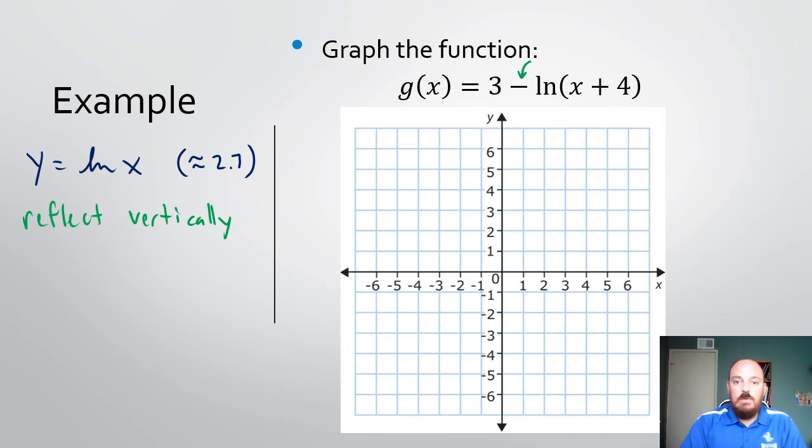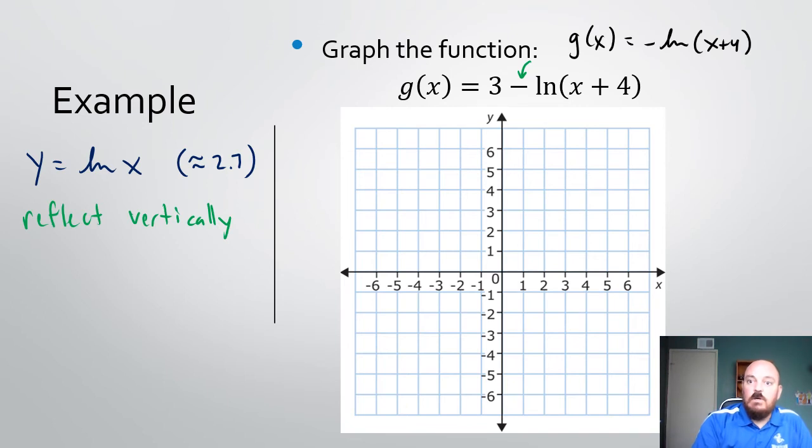Now, I put the 3 in front, which makes it a little tricky. Some people might look at that and think it's a stretch because it's in front. It's not about where the number is, it's about what it's doing. So another way to write this equation would be g of x equals negative natural log of x plus 4, plus 3. I just took that positive 3 and moved it to the end of the equation. If you write it like that, it's a little easier to see what you're actually doing. And now we're ready to shift.